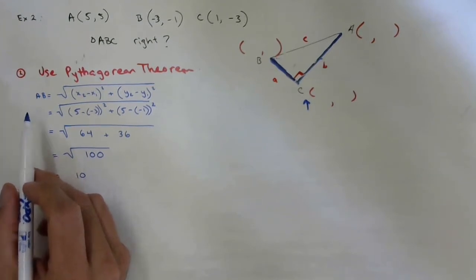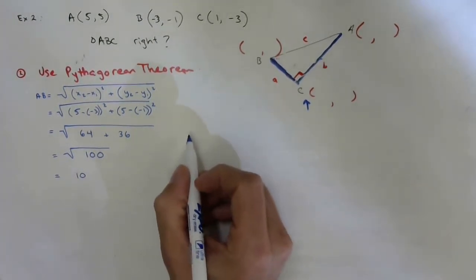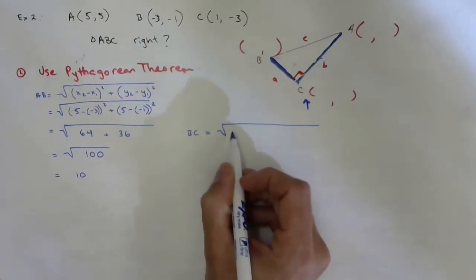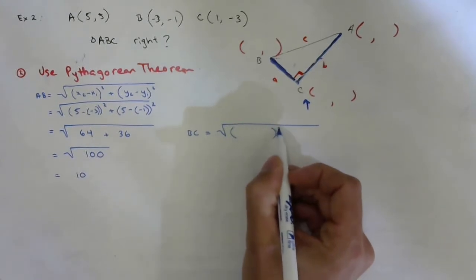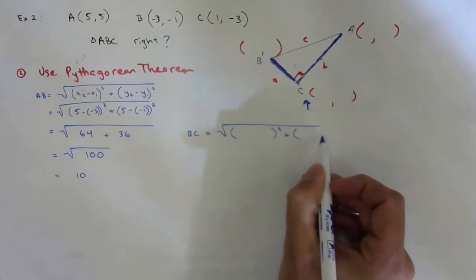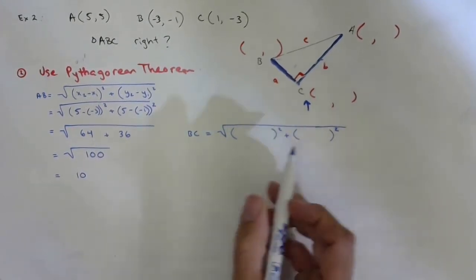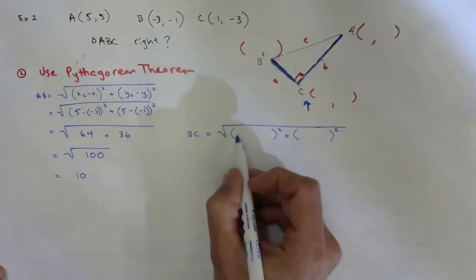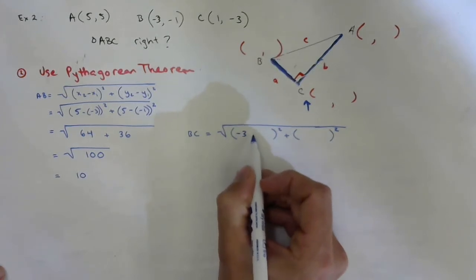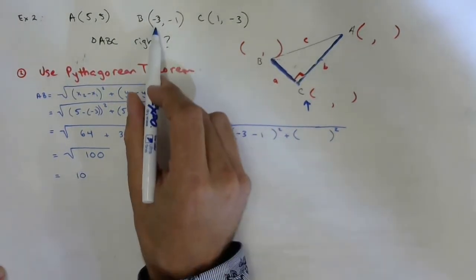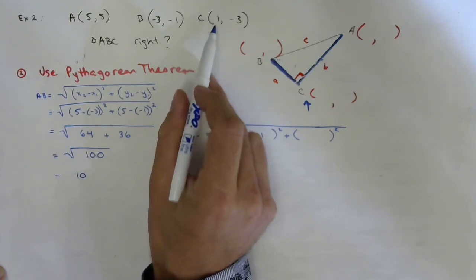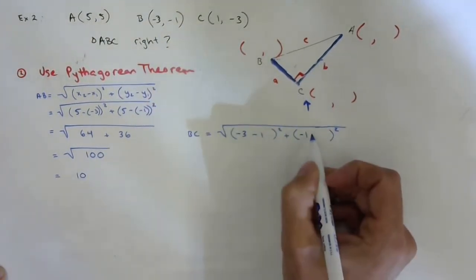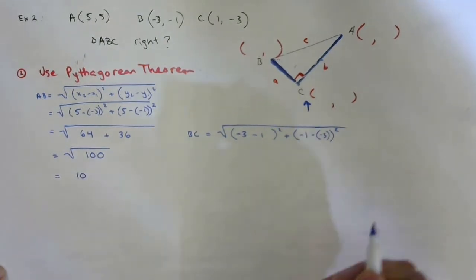Okay? We're going to do that 2 more times. First for BC. I'm not going to copy down the whole formula again. But sometimes it might help you to do this. Just set it up so that you know what you're looking at, and then you can plug in the values that you're looking for. So I'm using B and C. So I've got -3 minus 1. That's the x-coordinate of B minus the x-coordinate of C. And I'm consistent over here. I've got the y-coordinate of B minus the y-coordinate of C.